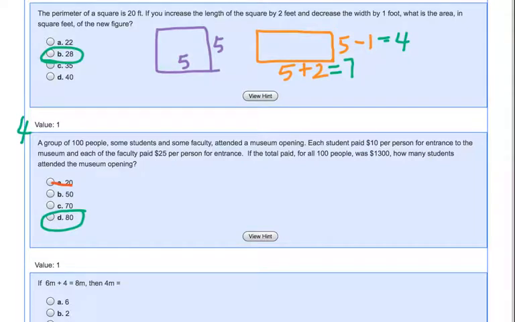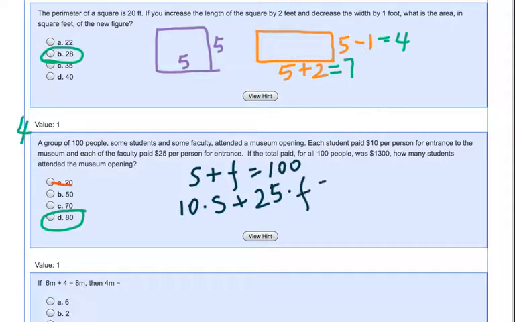For this kind of question, you can also set up a system of equations to solve. You see your students is S plus faculty is 100. Then students 10 times S plus 25 times F, that's 1,300. You can solve this system of equations, then get the answer. It's really up to you.